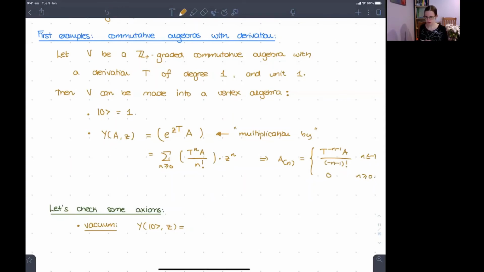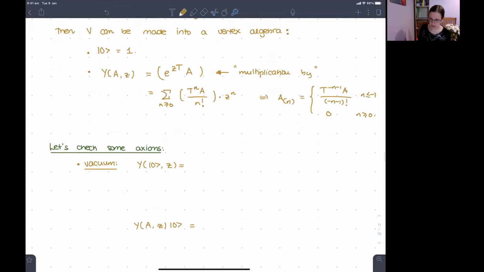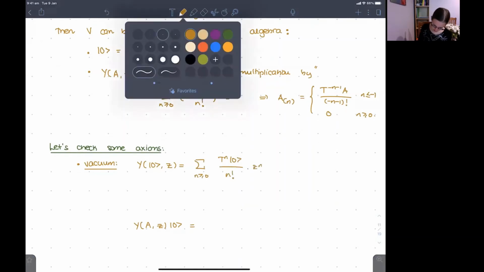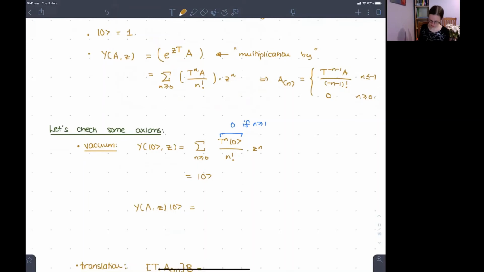Okay, so we can check some axioms. So if we take this exponential involving our vacuum, which was our identity element, the ring unit, and we apply the derivation n times, and divide by n factorial. Okay, but when you apply a derivation to the unit, you get 0. So this is 0 if n is at least 1. And so the only term we have is when n is equal to 0. And then we just get multiplication by the vacuum. Okay, but the vacuum was 1, so multiplication by 1 is the identity. So that's our vacuum axiom.